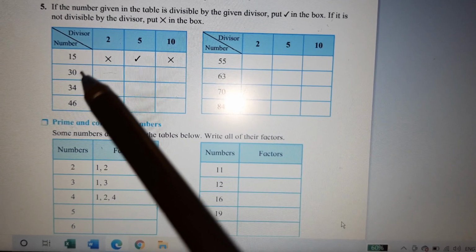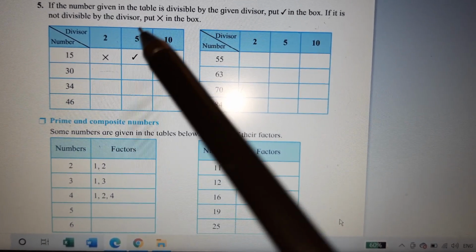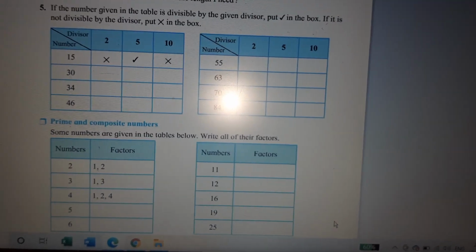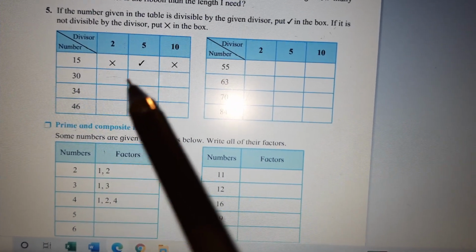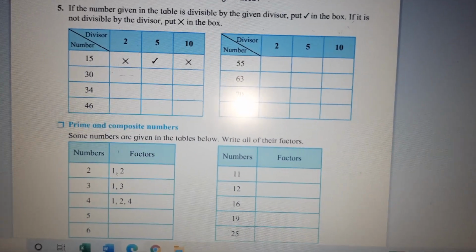What about 30? Is it divisible by 2? Yes, because 0 is in the units place. Is it divisible by 5? Yes, 0 in the units place. Is it divisible by 10? Yes, because 0 in the units place. So all 3 will be tick, tick, tick. It will be correct. Okay.